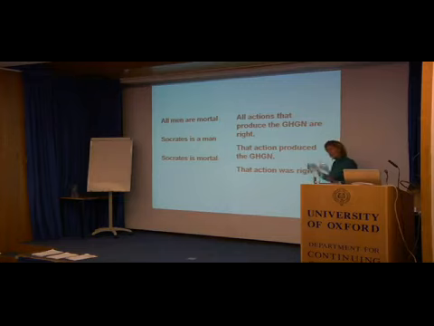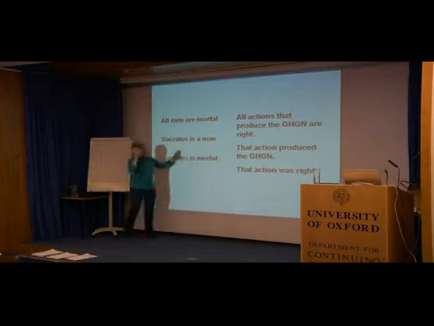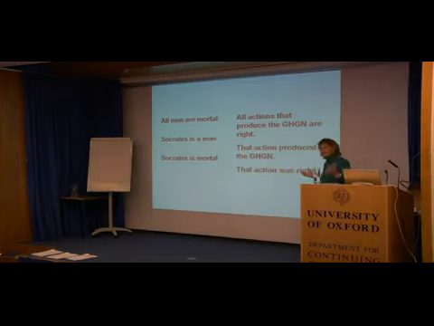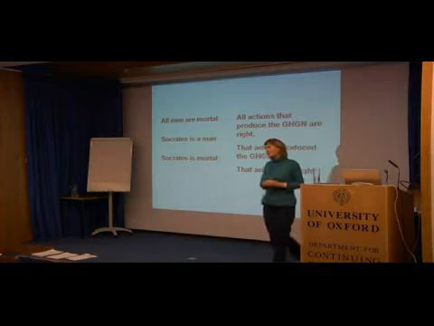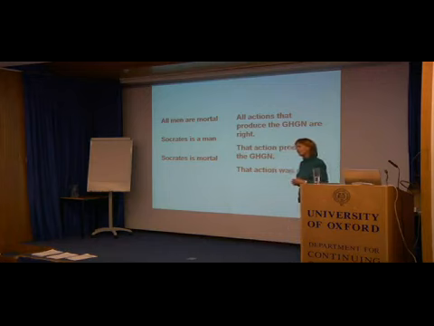Can you see that the form of those two arguments is exactly the same? The content of the two arguments is quite different. This is an argument about Socrates and mortality, and this is an argument about morality and the greatest happiness to the greatest number. Completely different topics, completely different content, but each of the arguments has the same form. Can anyone try and write down the form? Tell me the form of that argument, the structure of it.